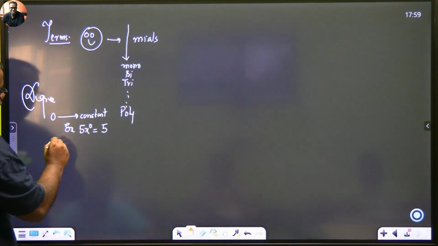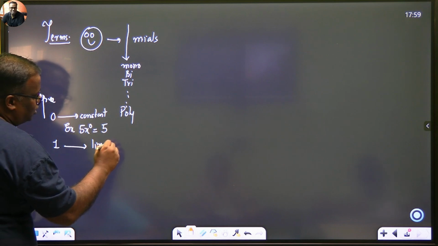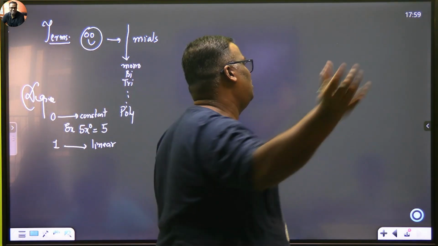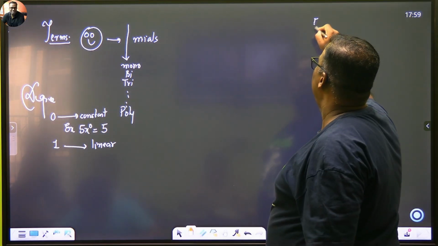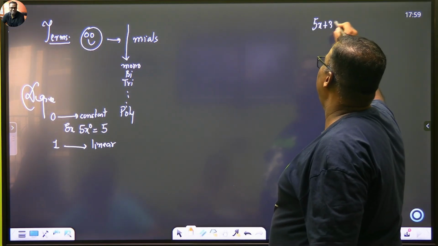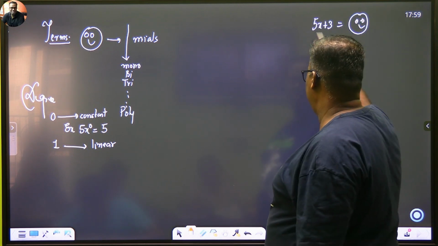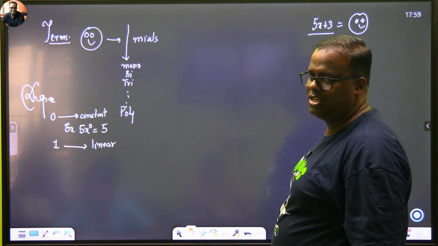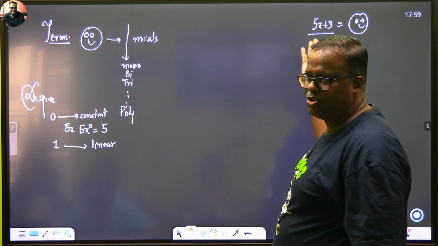When the degree is 1, we call it linear. That's why you studied linear equations in one variable. Let's go back to linear equations. What type of expressions did you see? 5x plus 3 equal to something. Is it an algebraic expression? Yes, it's a binomial with variable x. The highest power is 1. That's why it's called linear. That's why it was called a linear equation.